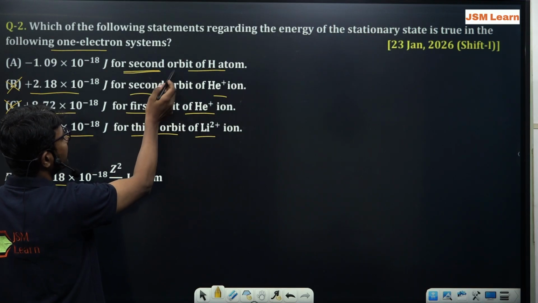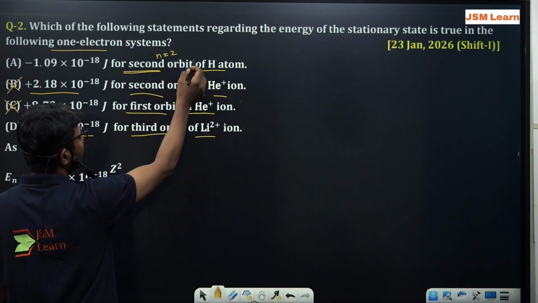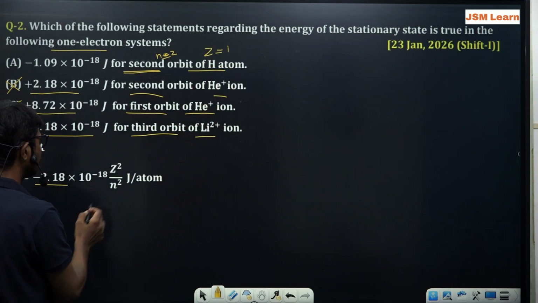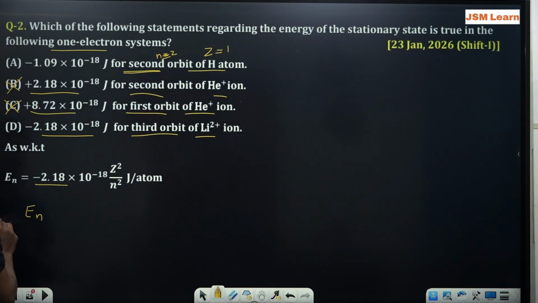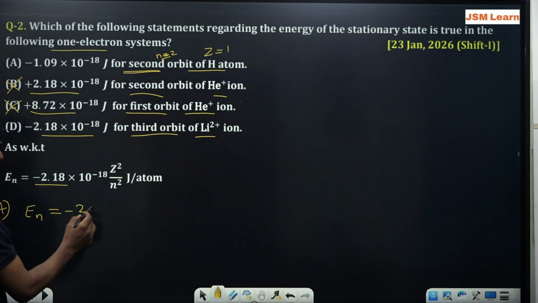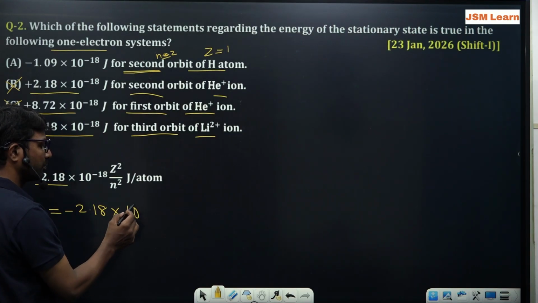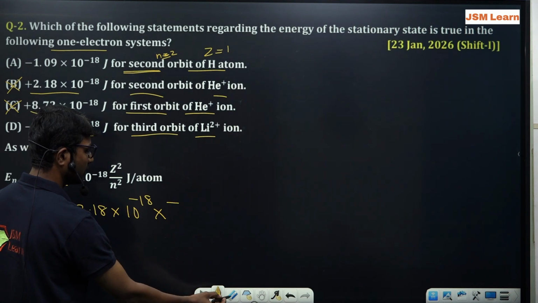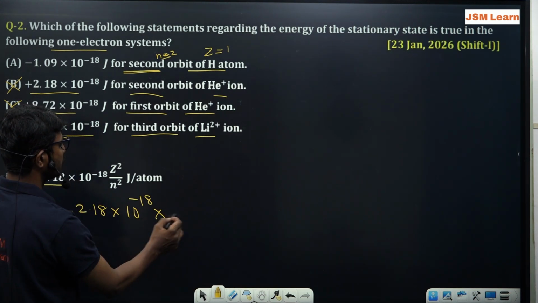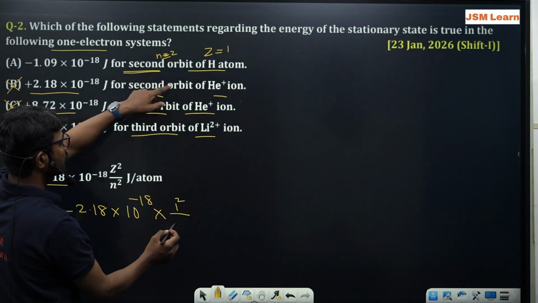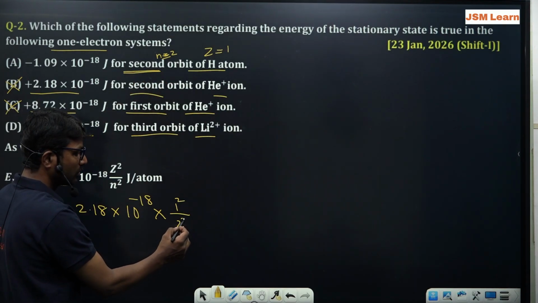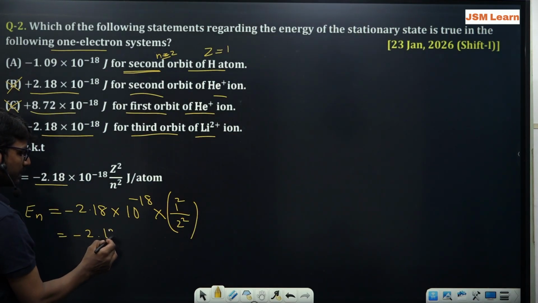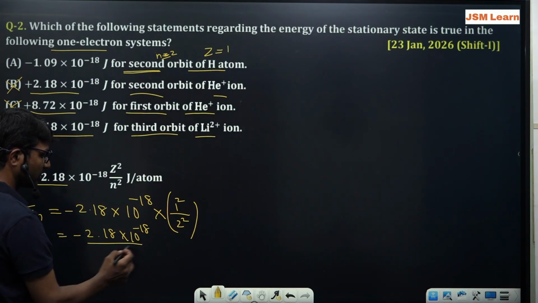So here second orbit means n value is 2, and z value is 1. So on substituting this value, what we will get? Energy, on checking for option A, energy is equal to minus 2.18 multiplied by 10 to the power of minus 18 into z square. Here the value of z is what? For the first option, we have seen z value is 1 square, n value is 2, so 2 square. So that means we will get this value as 1 upon 4. So minus 2.18 multiplied by 10 to the power of minus 18 upon 4.